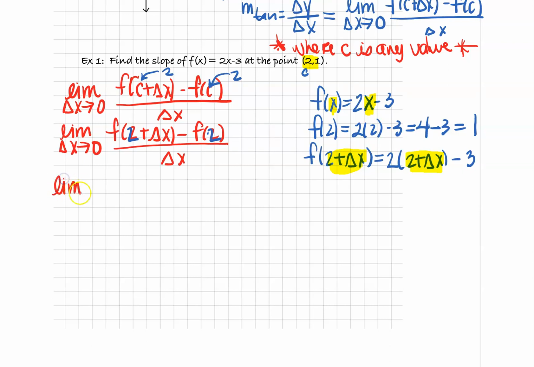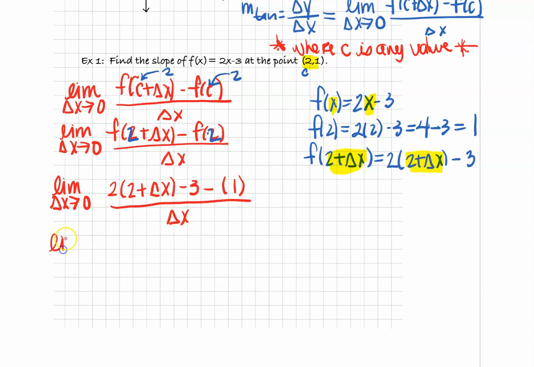So this gives me the limit as delta x approaches 0. Now, f of 2 plus delta x, we already know it to be 2 times 2 plus delta x minus 3, minus f of 2, which we found to be 1, all over delta x. So it gives me the limit as delta x approaches 0. We're going to clean this up. So I'm going to distribute this. This gives me 4 plus 2 delta x minus 3 minus 1 simplifies to a negative 4 over delta x.